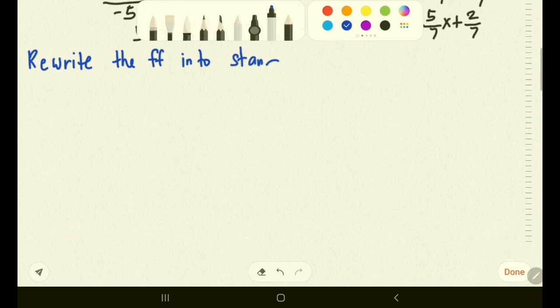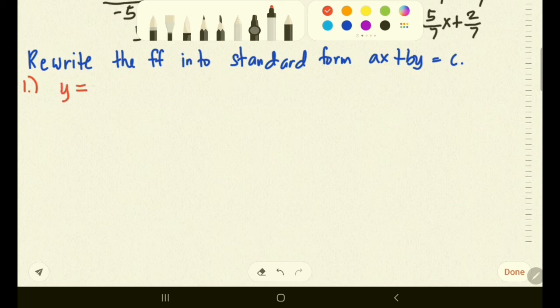Rewrite into standard form. Again, standard form is ax plus by equals c. Let's have an example. y equals 1/2 x plus 3. For this, we need to transfer that 1/2 x to the left side.